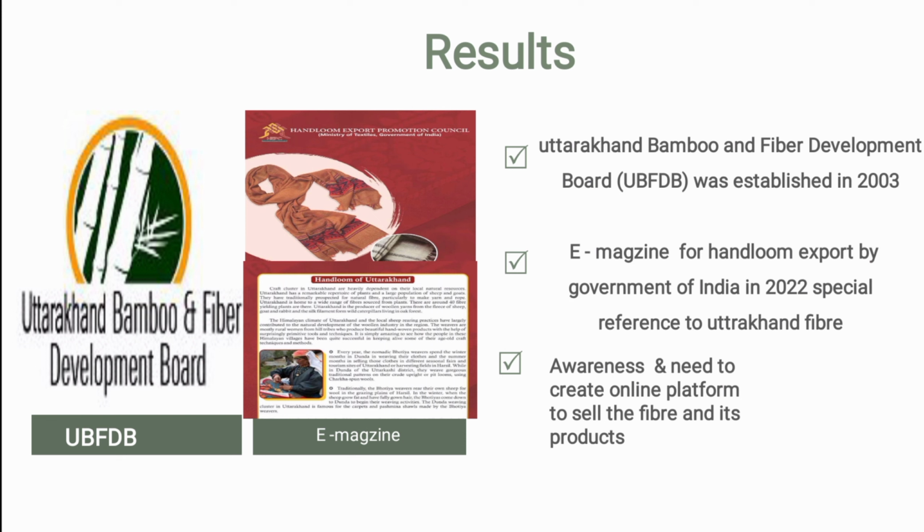UBNF has taken many projects in the Chamoli region, Chamoli and Uttarkashi. They have 7 mills in which they extract the fiber and produce useful fiber for industrial purposes and for the textile industry. So these are good government steps, but further steps are needed.